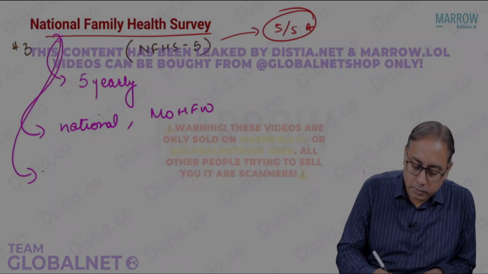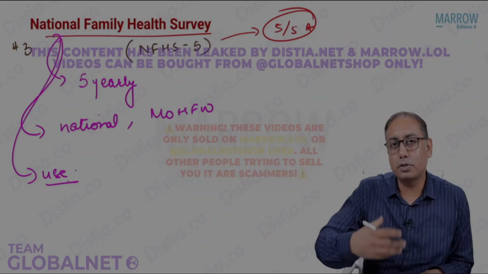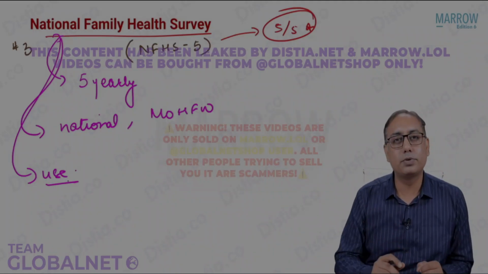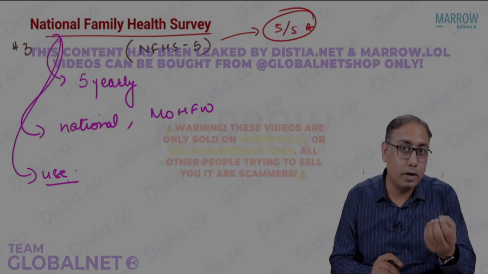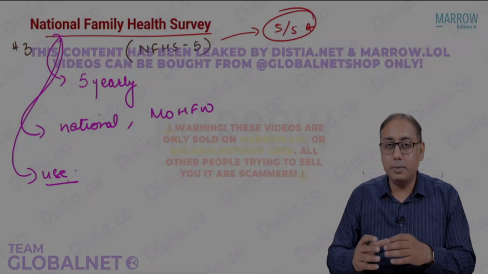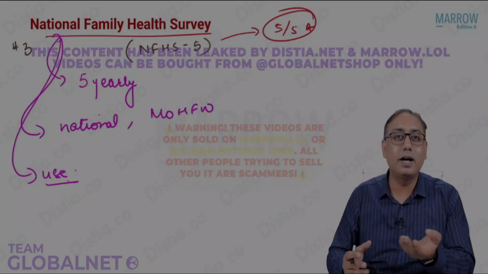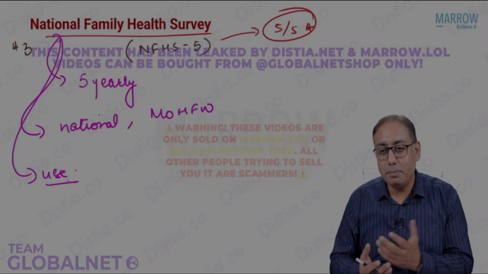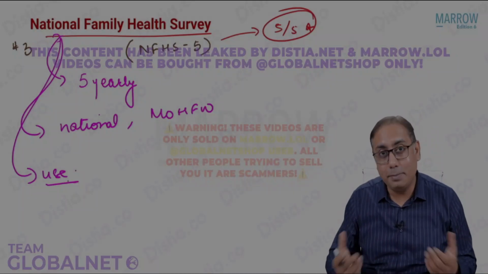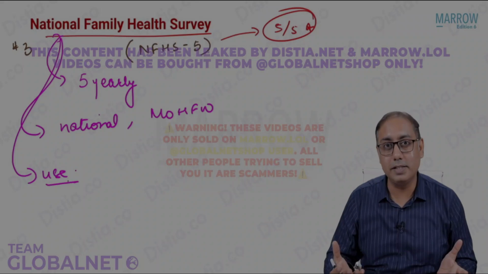So what is the use of this NFHS? Why do we talk so much about NFHS? Till now, nobody has told us how many females are using what type of contraception, how many females are not using contraception, how many children have anemia, how many people have hypertension, how many people have diabetes in India. No survey has told us these things.